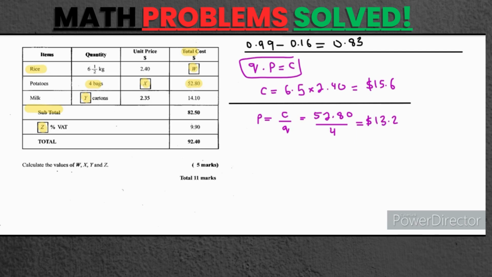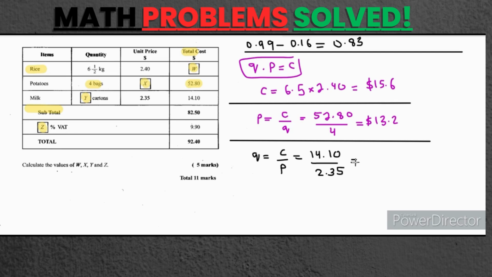Then you will move to the next row. Here quantity is unknown, that is represented by Y, and the unit price and total cost are given. So what will you do? You will again use this equation, but this time quantity is unknown, so from this equation it will be C over P. Here C is the total cost and P is the unit price, right? So you will divide the total cost. What's the total cost here? The total cost is 14.10 and the unit price is 2.35, right?